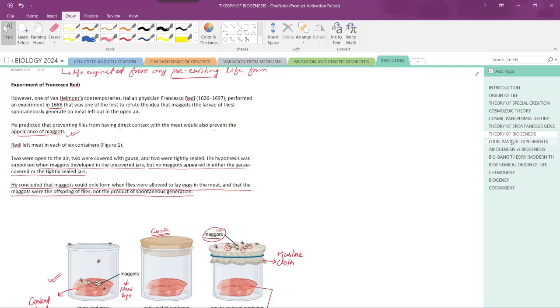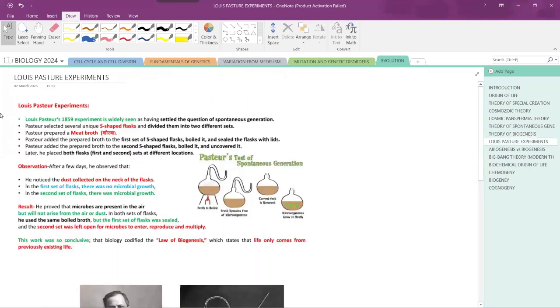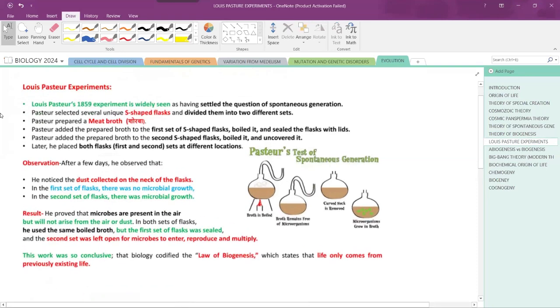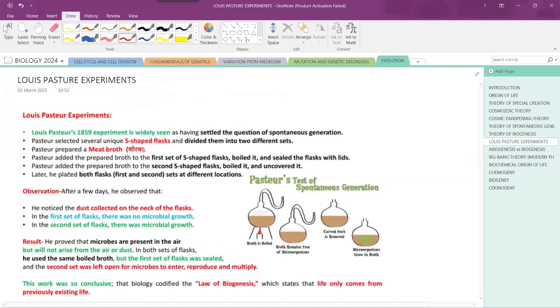The second experiment to disprove this is Louis Pasteur's experiment. He also did a similar type of experiment. Louis Pasteur's 1859 experiment is widely seen as having settled the question of spontaneous generation.